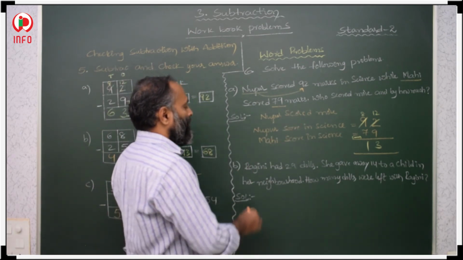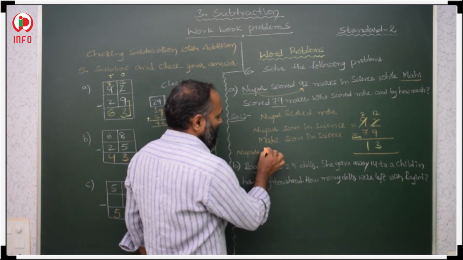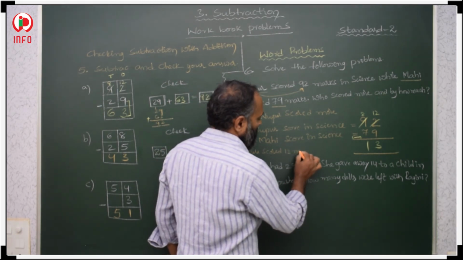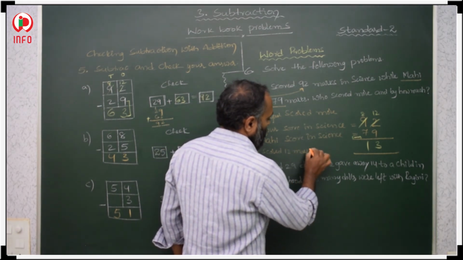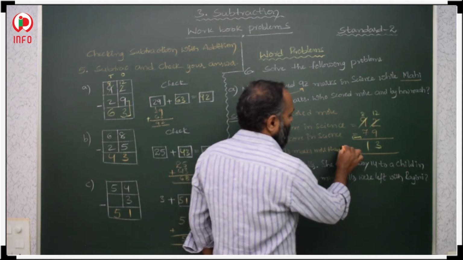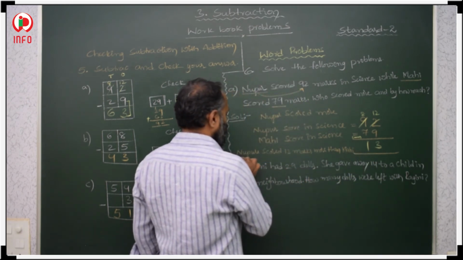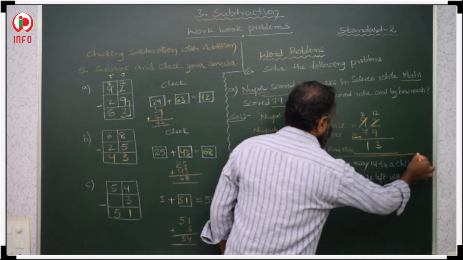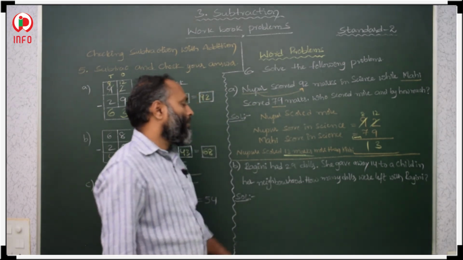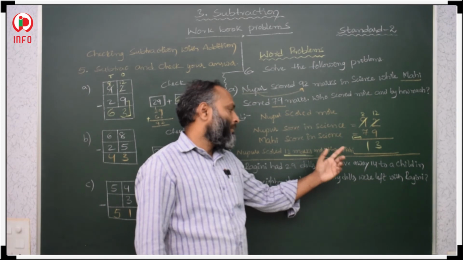How many more marks did she score? 13 marks. So Nupur scored 13 marks more than Mahi. How many marks? 13 more marks than Mahi. Not 15 marks, 13 marks. Here, Nupur scored 13 marks more than Mahi.